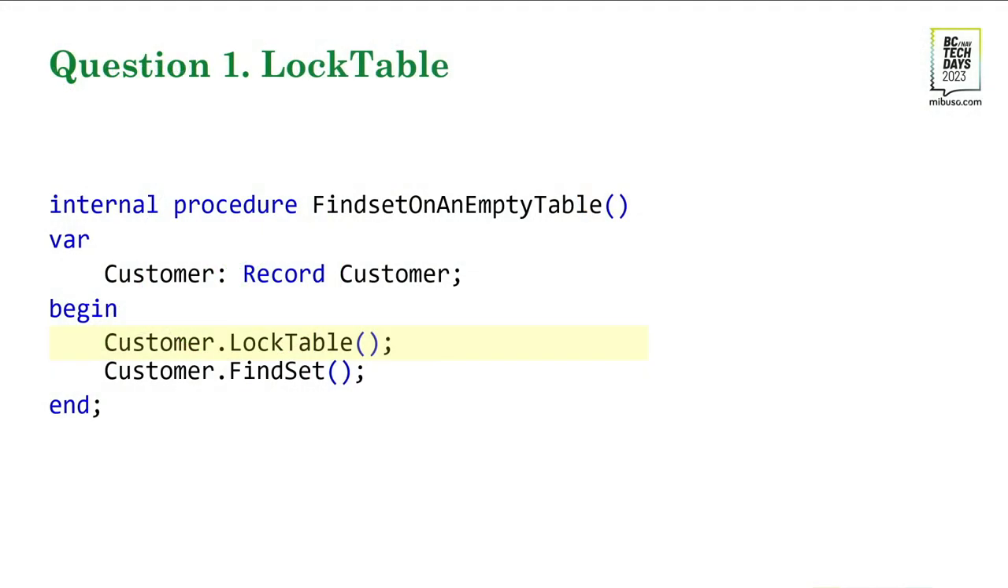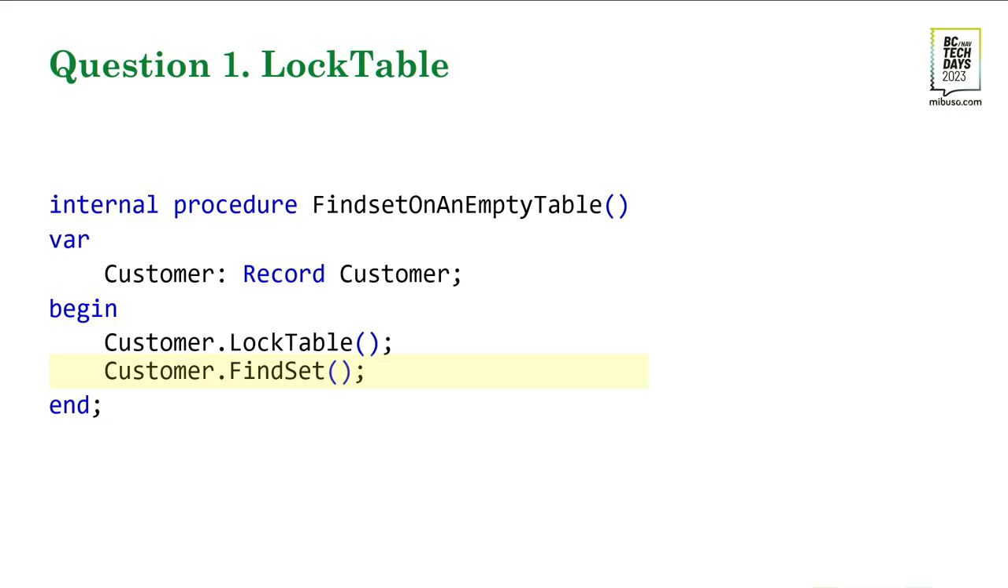So we are going to start with a simple example. Here we have very simple code: customer.lockTable. The first question is, when we just run customer.lockTable, are we going to create any SQL locks here? Who thinks so? I can see a few hands raised. And the answer is no. We are not going to cause any SQL locks at this point, because here we are just declaring the intent that we want to lock the records.